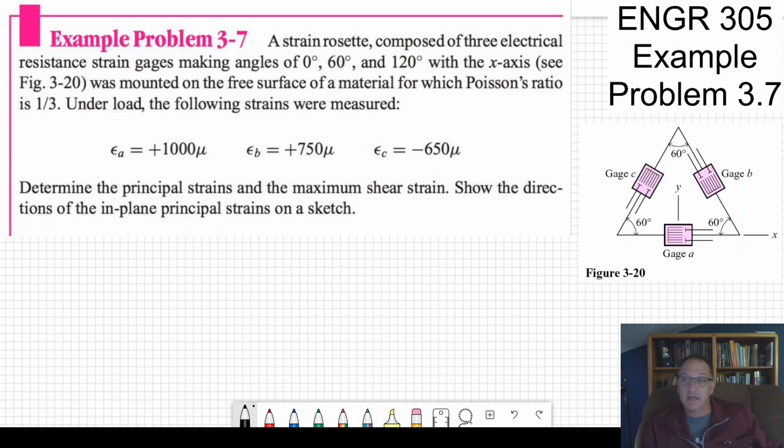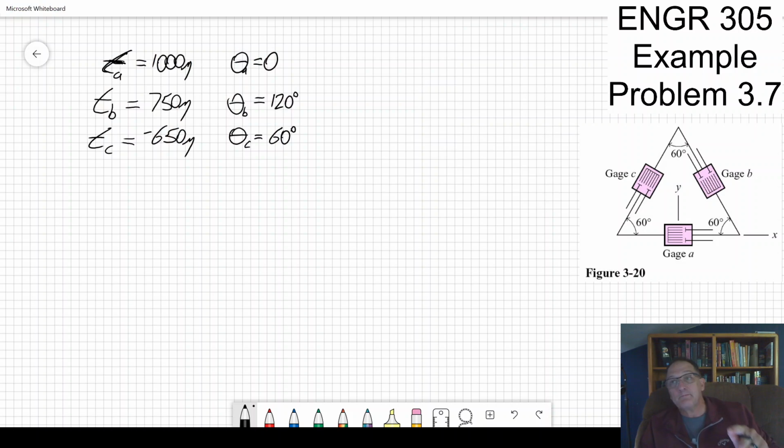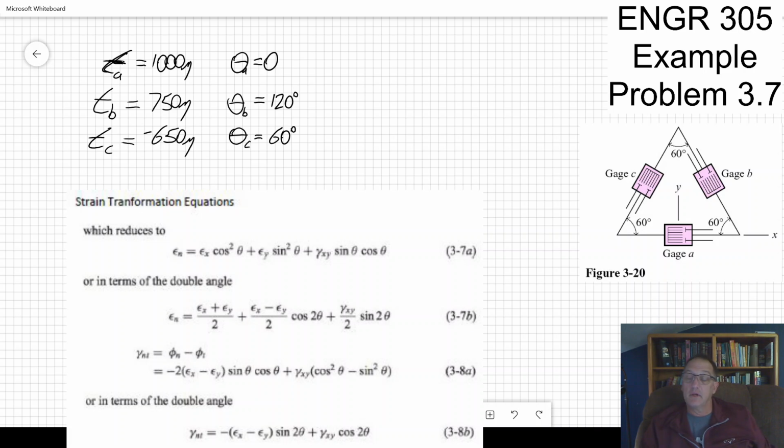Well, first I'm going to get rid of the problem statement, and we have all the important information still on the screen. We need the equation that we're going to work with, and that equation is that one. The strain in the n direction is equal to the strain in the x direction times cosine squared theta plus the strain in the y direction times sine squared theta plus the shear strain times sine theta cosine theta.